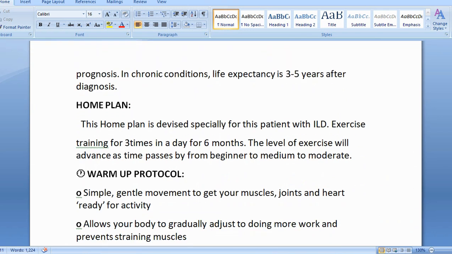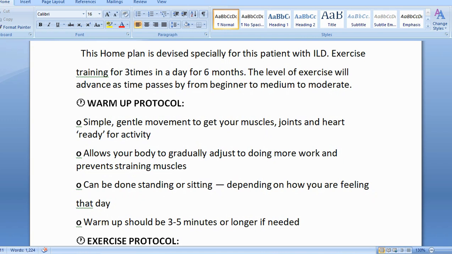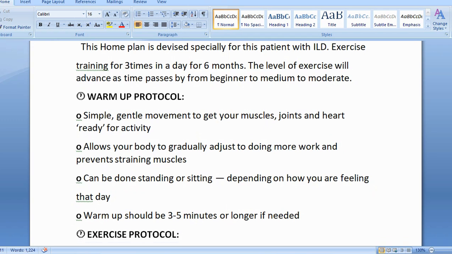Home plan. This home plan is devised specifically for this patient with ILD: exercise training 3 times a day for 6 months. The level of exercise will advance as time passes, from beginner to medium to moderate. Warm-up protocol. Number 1, simple, gentle movement to get your muscles, joints and heart ready for activity. Number 2, it allows your body to gradually adjust to doing more work and prevents straining muscles. Number 3, can be done standing or sitting depending on how you are feeling that day. Number 4, warm-up should be 3 to 5 minutes or longer if needed.